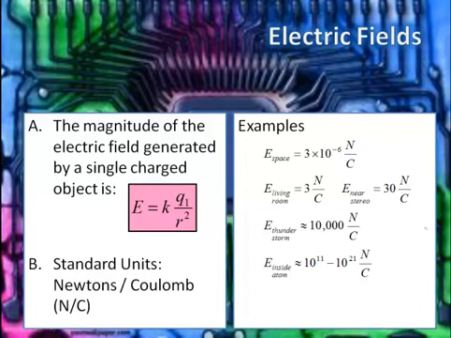Now, a couple words about the number, the magnitude of an electric field. First of all, if there's just a single object, a single pile of charge, a bunch of protons, for instance, and you want to figure out how strong the field is a given distance away, then you can use this particular formula. The Q is the charge of this pile of electrons, and then the distance is the distance between them.